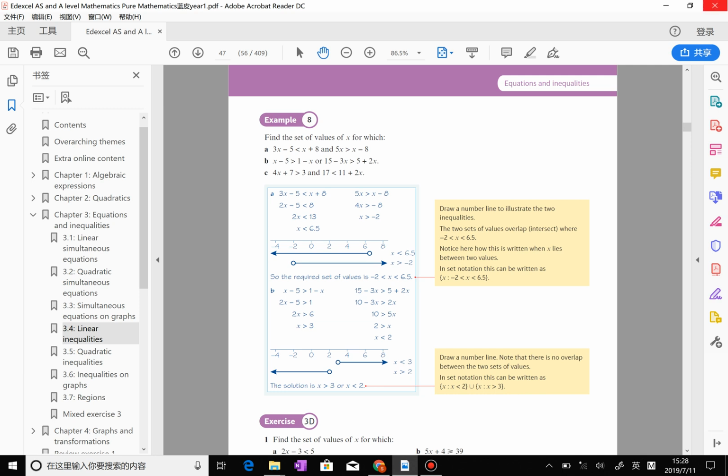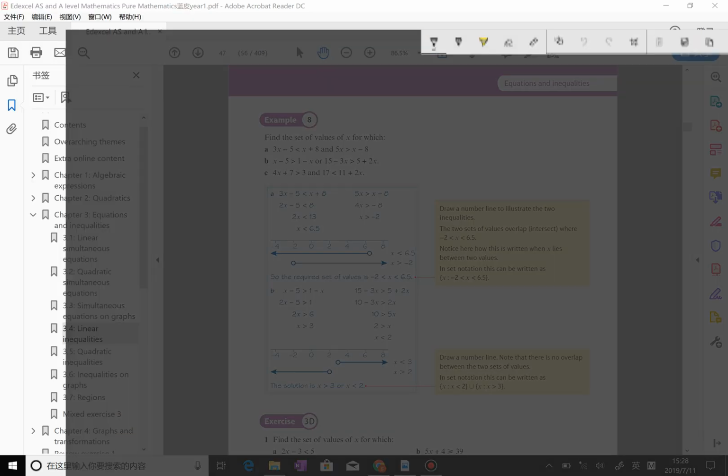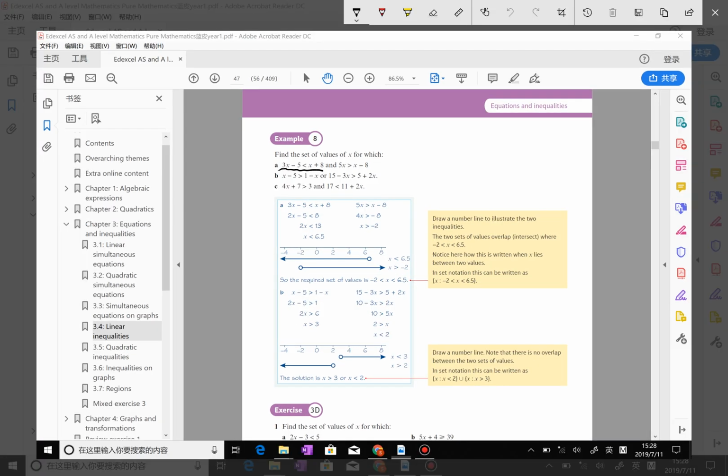Example 8. For a, 3x minus 5 less than x plus 8 and 5x greater than x minus 8. How do we solve it? First of all, let's solve the first one. 3x minus x less than 8 plus 5. So we have 2x less than 13, x less than 6.5. For the second one, we have 4x greater than negative 8, then x greater than negative 2.